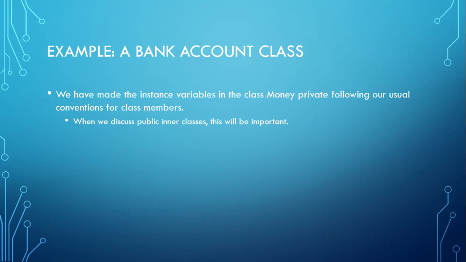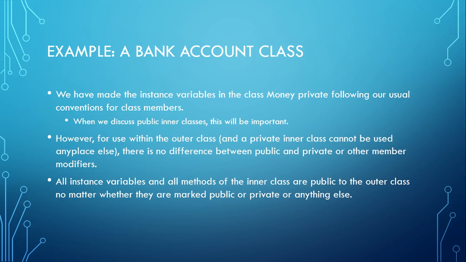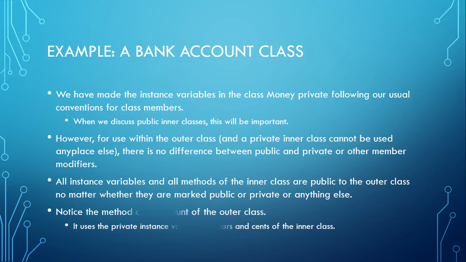Now, we have made the instance variables in the class money private following our usual conventions for class members. Now, when we discuss public inner classes, this point will be important, so just bear that in the back of your mind for the moment. However, for use within the outer class, and a private inner class cannot be used anyplace else, there's not really a difference between public and private or other member modifiers. All instance variables and all methods of the inner class are public to the outer class, no matter whether they are marked public or private or anything else.